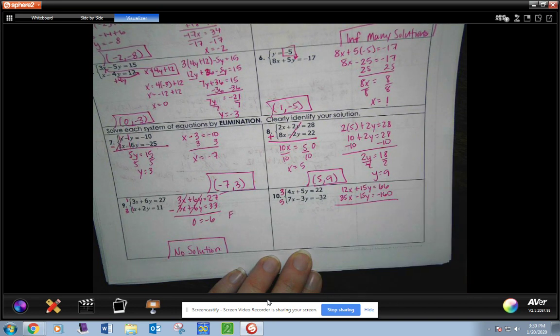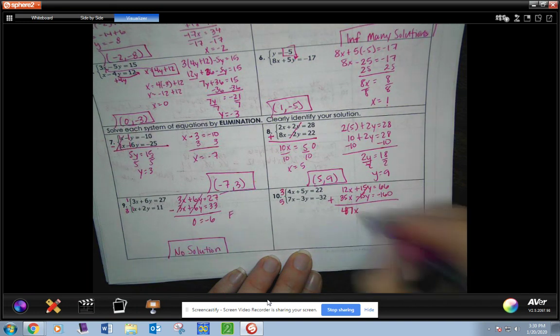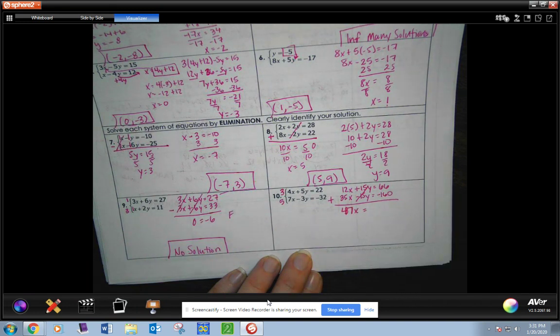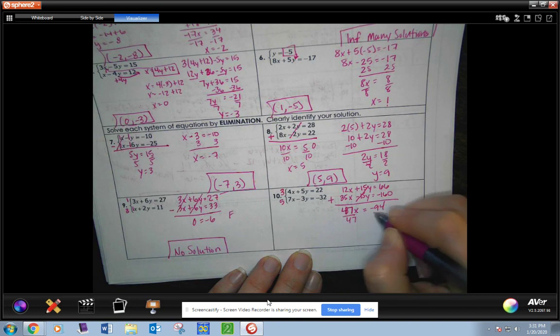Since my y's are the same, if I do 15 plus negative 15, they will cancel, so I'm going to do plus. So 12 plus 35 is 47. And I have x equals 66 minus 160 is negative 94. I divide by 47, and I get x equals negative 2.